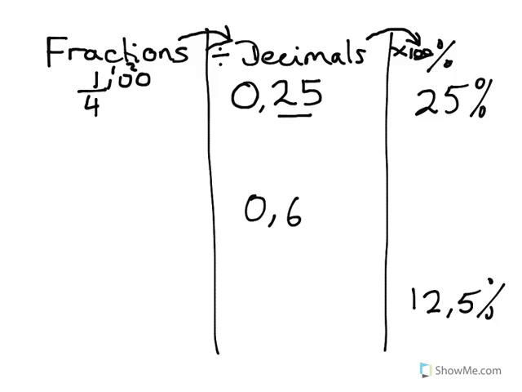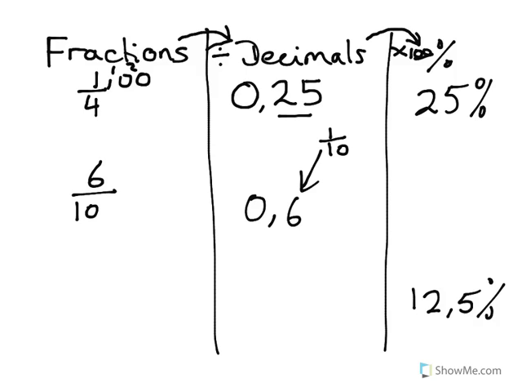What do we do then if we've got 0.6? Well, we look at the last number here. This is tenths, is it not? So 0.6 actually means 6 tenths. So here is the fraction form of the decimal 0.6.